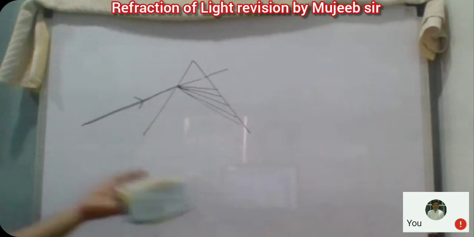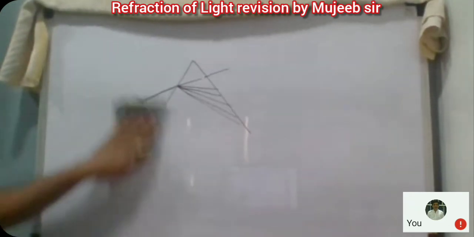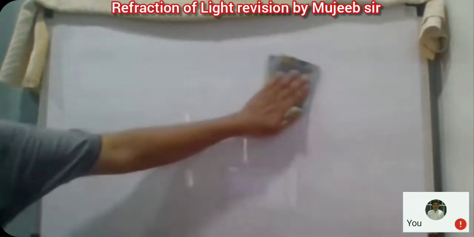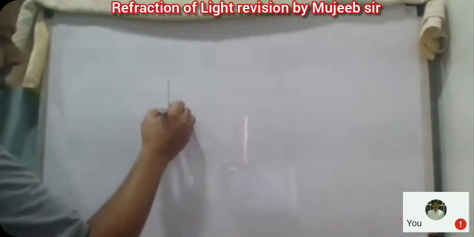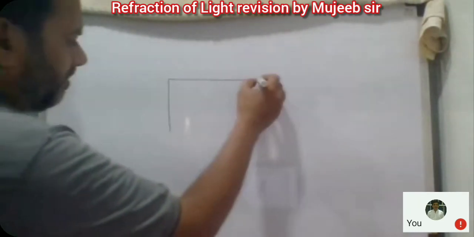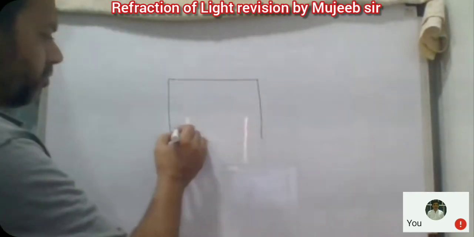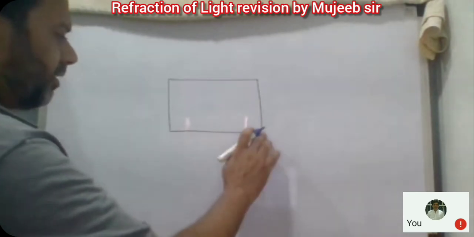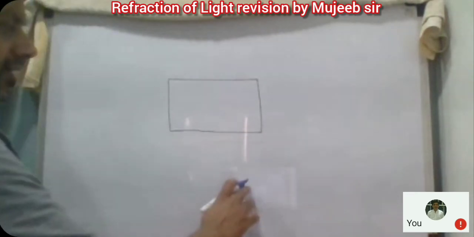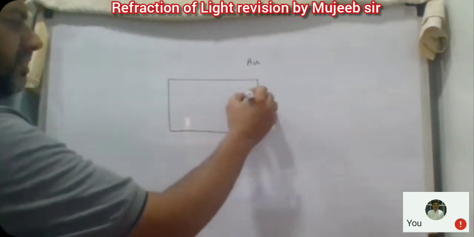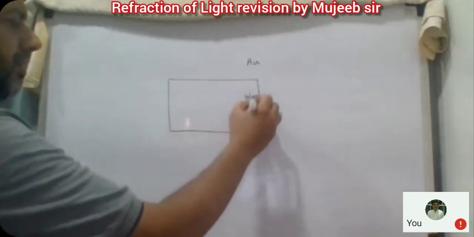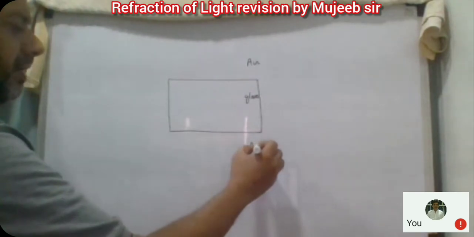Then next comes refraction through a rectangular glass slab. A rectangular glass slab creates two interfaces at the two parallel edges: one above, where the light goes from air to glass, and one below, where the light goes from glass to air.